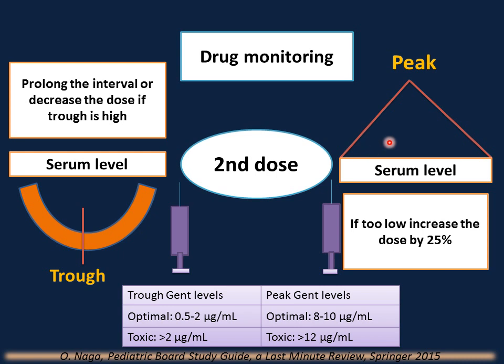If the peak, for example, is low, and you know the ID of the organism and you want to have an excellent concentration in order to kill this organism, you increase the dose by 25%. But commonly we do not use the peak, we use the trough to monitor for toxicity.